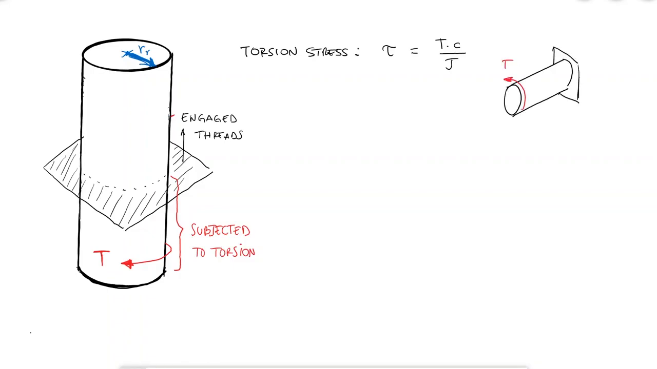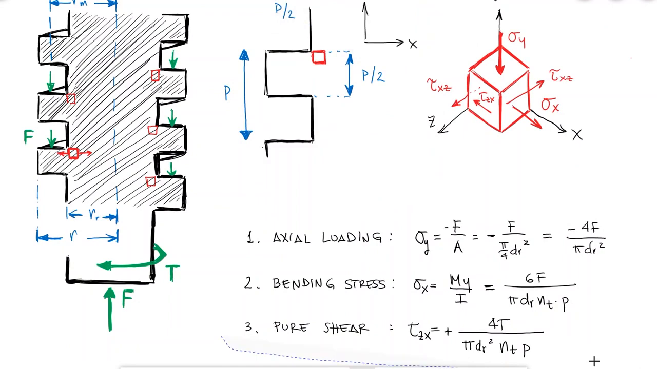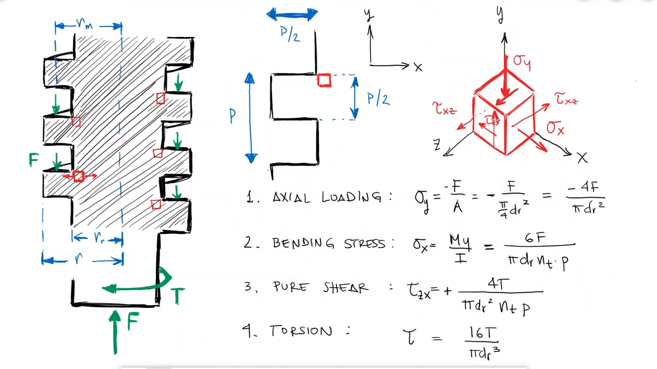We know that this expression yields 16T over pi d cubed for any solid rod, and in this case, we're using the root diameter. This stress acts on a plane that is parallel to the discs that make up the rod, which is the top or bottom of the stress element, which means it's normal to the y-axis and in the direction of z, so we call it tau yz.